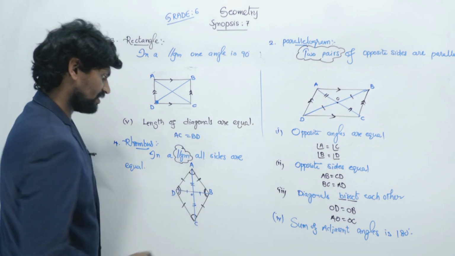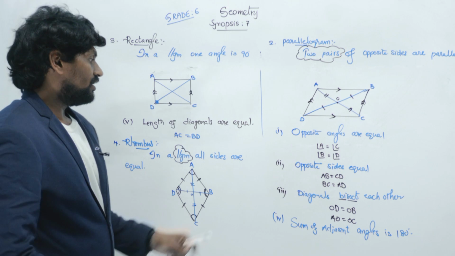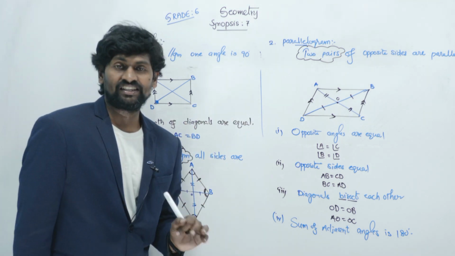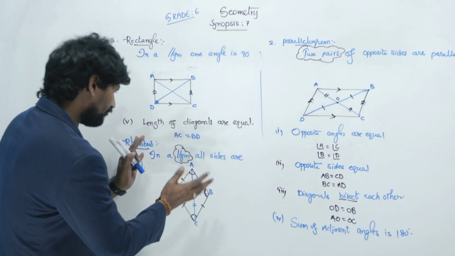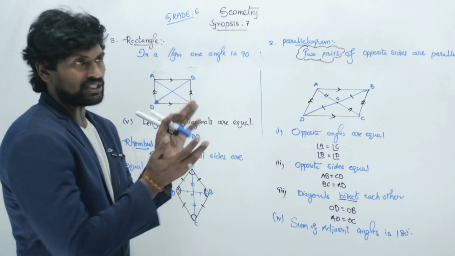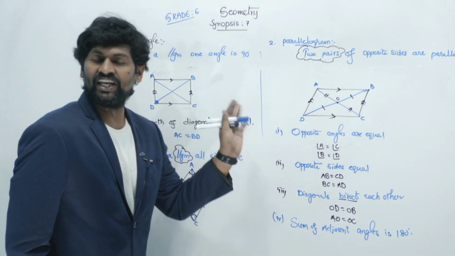Diagonals bisect each other. Okay? And the sum of adjacent angles is also supplementary, the same. All these 4 points hold. And when it changes, like a rectangle changing into a straight position, that's why the lengths of the diagonals are equal.